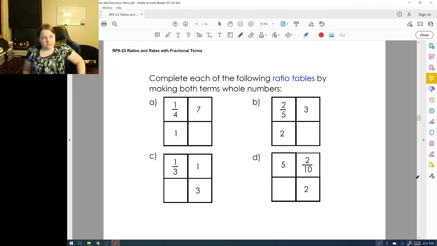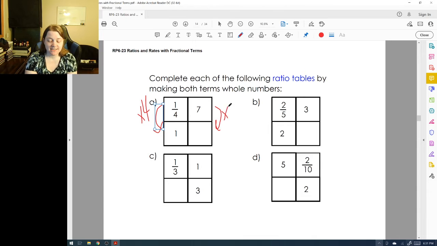Let's take a look at some of these. To go from 1/4 to a whole, I know that I have 1 slice of a 4-slice pizza. I want a whole pizza. I want all 4 slices. So I'm going to multiply times 4, which means I'm going to multiply 7 times 4 to get 28. You try the rest. Pause the video now if you don't want spoilers.